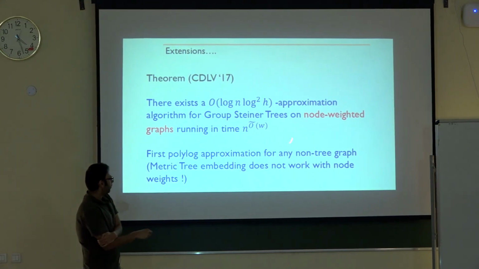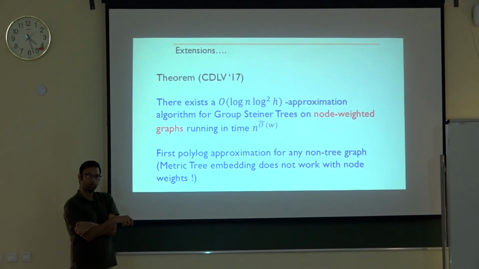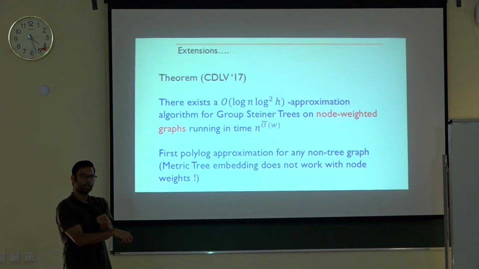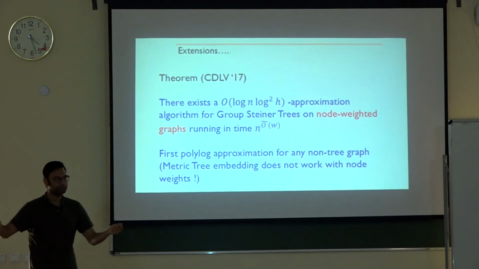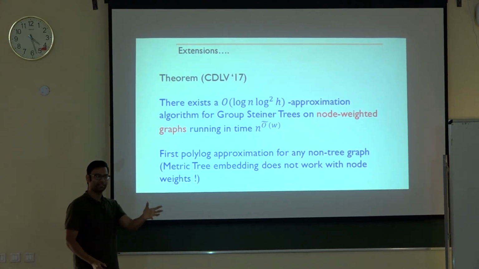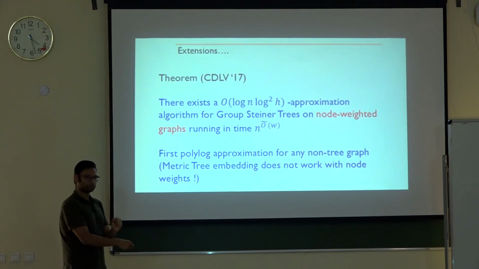An important extension to this is that this entire thing goes through even if we have weights on the nodes instead of the edges. Remember, our initial assumption was that the input graph is an edge-weighted graph, but this entire machinery goes through with a few technical changes, even if the weights are on the nodes of the graph.